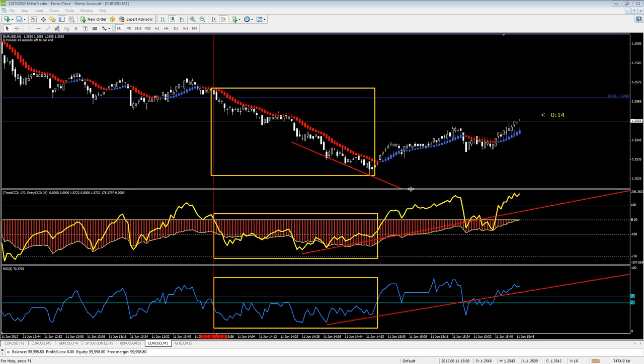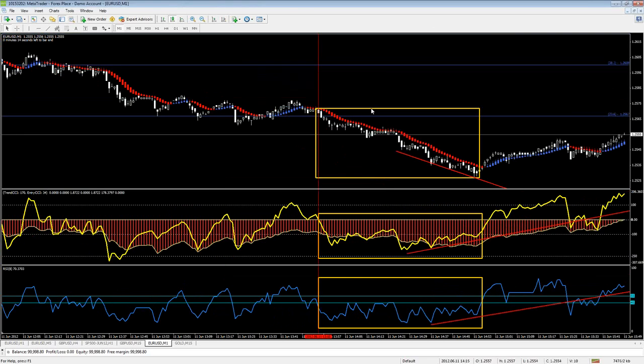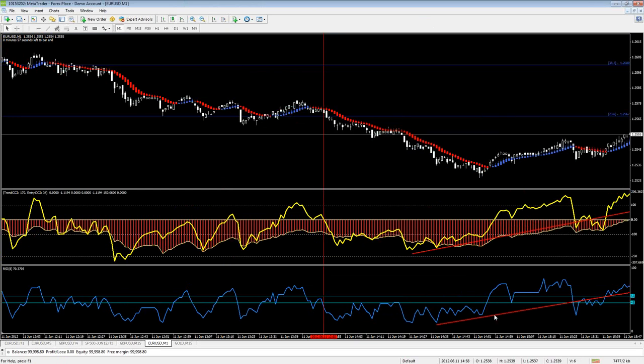Any questions, guys, regarding this trading strategy? Let's try to look a little bit backwards and look for other examples here.